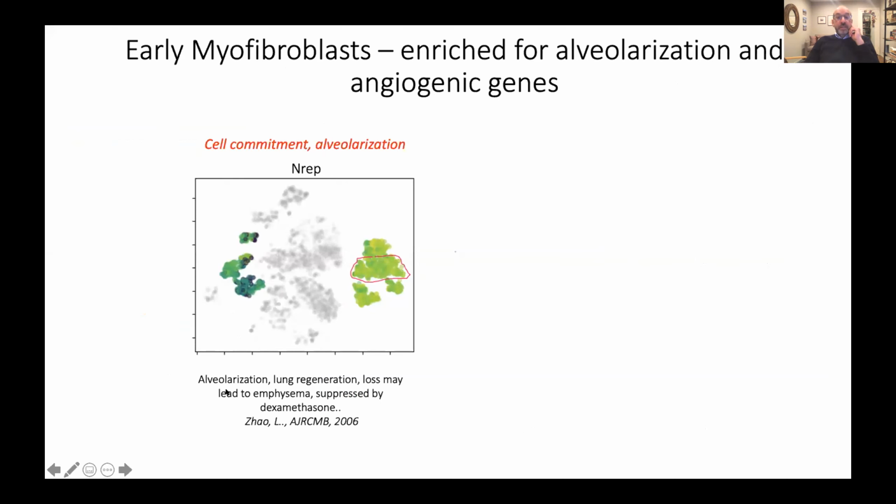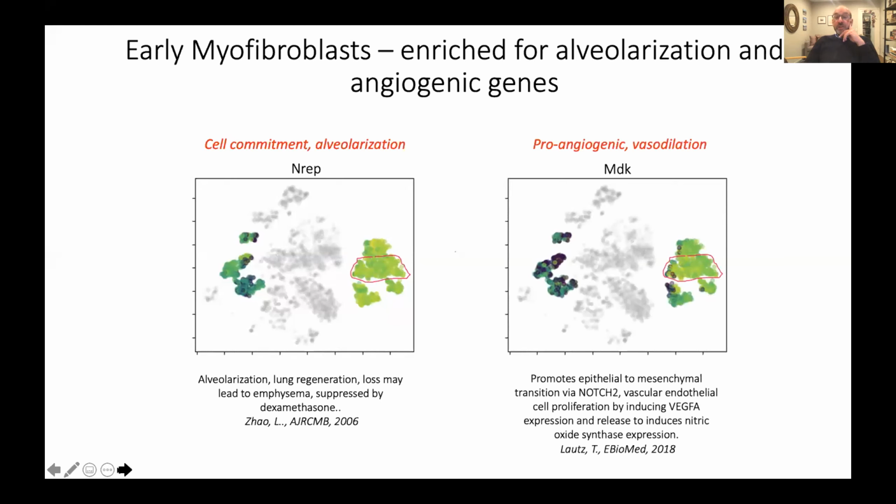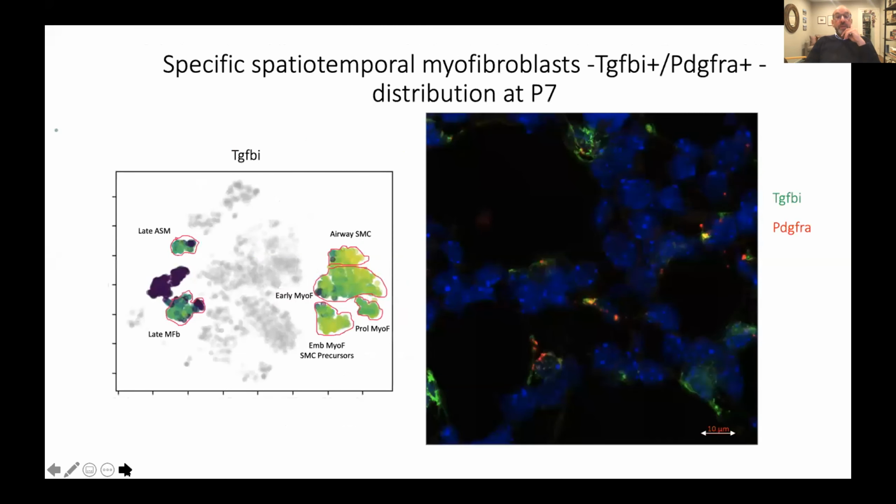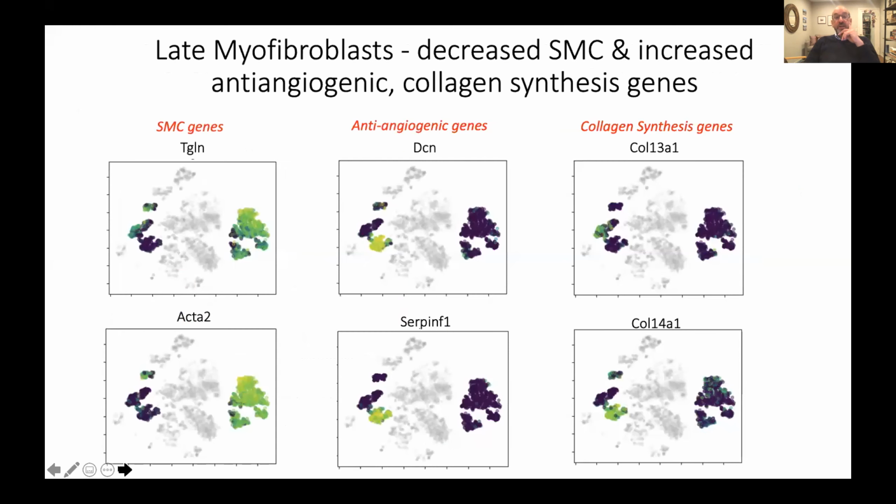Early myofibroblasts, and you can see them denoted here, are enriched for genes that really play a role in cell commitment and alveolarization, and loss of these genes, which may be happening when people give dexamethasone, may compromise alveolarization. There's also a proangiogenic component to these cells as well. These cells, these are the myofibroblasts, are spatially distributed in a manner that seems to be important for determining remodeling of the lung and actual alveolarization, or the secondary septation that occurs.